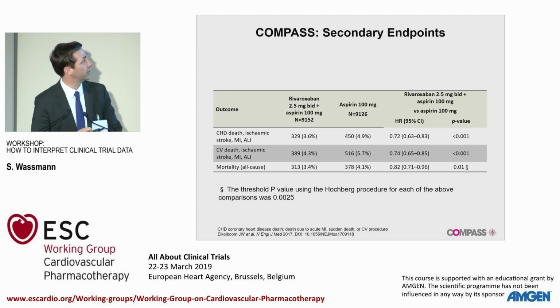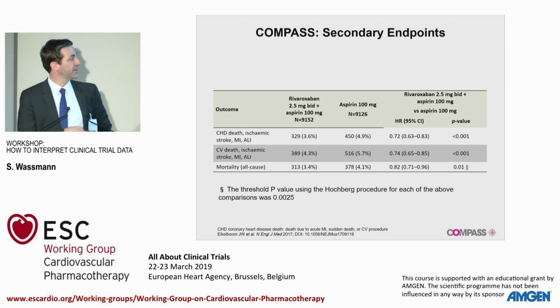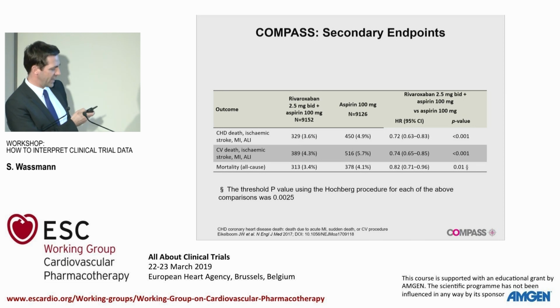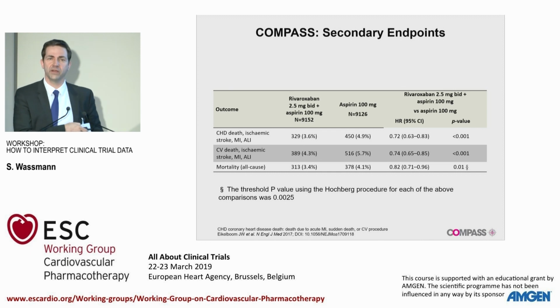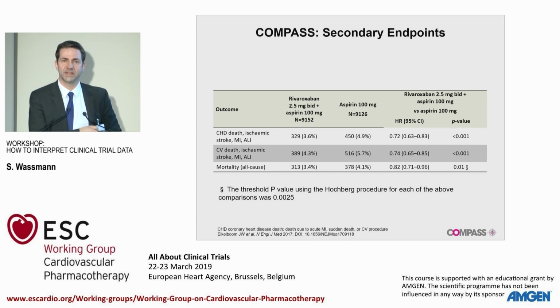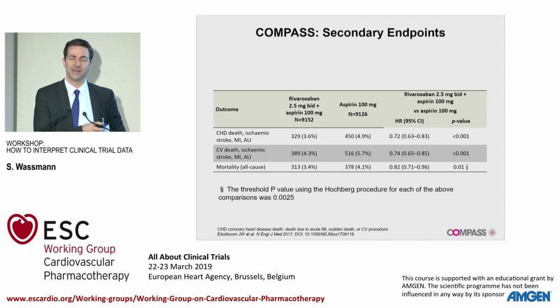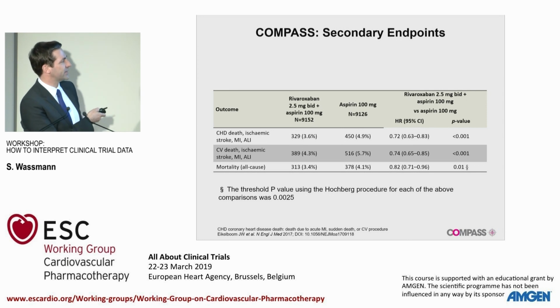Okay. Now here's something else. Here are secondary endpoints, and you have to be careful here. This is looking for ischemic endpoints, and I have all-cause mortality here. So it is lower, 0.01. So what does that mean? Looks good, eh? Be careful. When you read this paper, you have to really go into the statistics. It was quite nicely covered, if I may say so, in the paper. But they had a definition, the threshold p-value for the above comparisons was 0.0025.